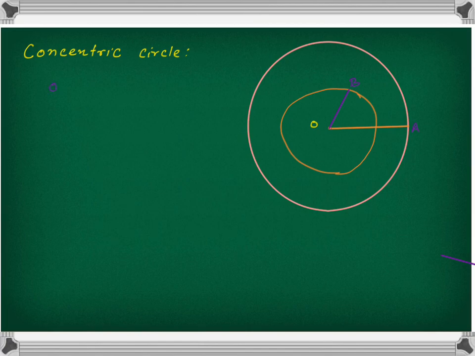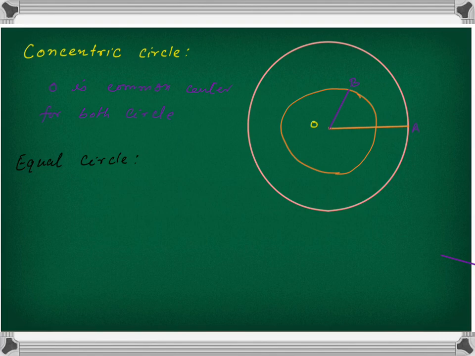So O is the common center for both circles. Okay, so one is the bigger circle where the radii is OA, and one is the smaller circle where the radii is OB but the center is the same. So this is called the concentric circle.